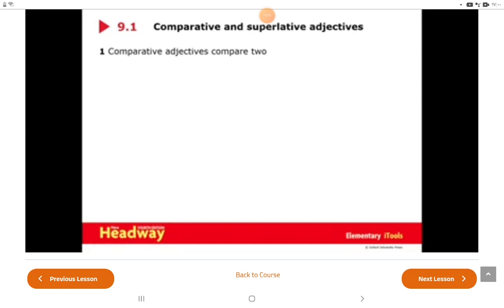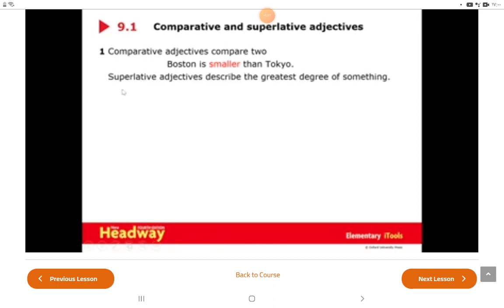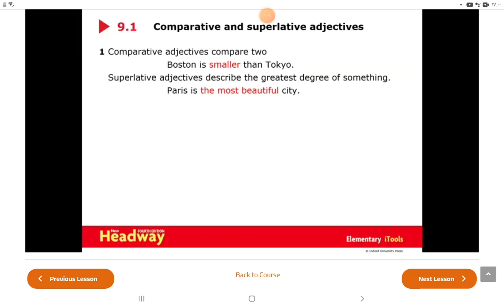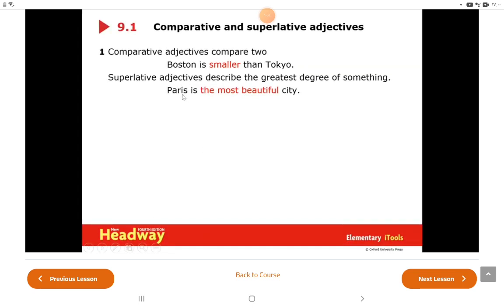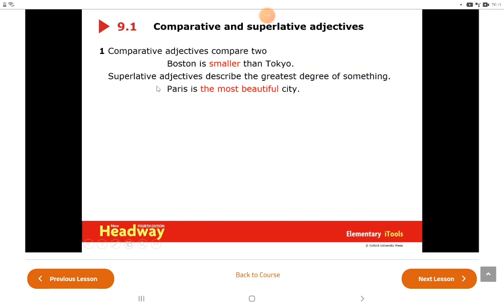Yes, miss. Okay, now comparative adjectives, when you're comparing 2 things, okay? For example, Boston is smaller than Tokyo. We are comparing Boston and Tokyo. These are both cities. So Boston is smaller than Tokyo. Smaller is here the comparative, okay? The superlative adjective describes the greatest degree of something, okay? When you have more than one thing and then you're choosing from that. For example, Paris is the most beautiful city, okay? So maybe you have to choose between Paris, Boston, and Tokyo, and you want to say that Paris is the most beautiful. Then you use the superlative.